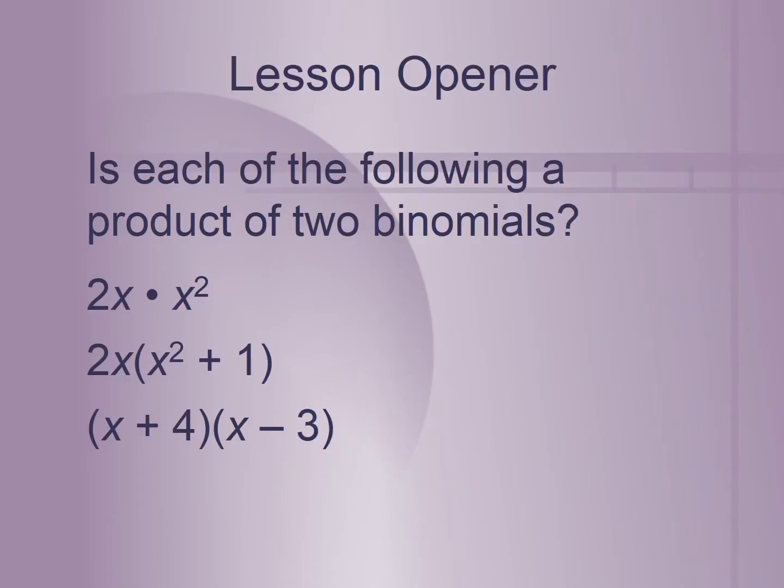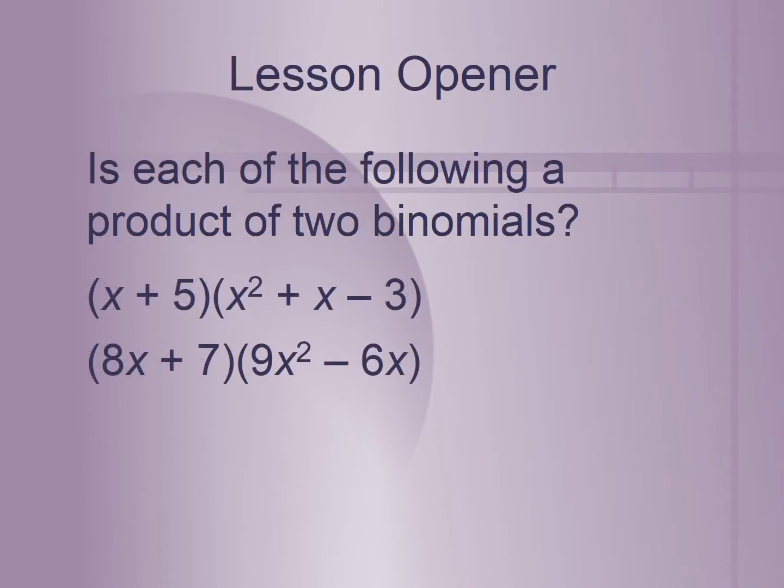Our first expression, 2x times x squared, is a product of monomials, so that would be no. Our second expression, we have 2x times x squared plus 1. So we have a monomial, the 2x, times a binomial, the x squared plus 1, so this would be no as well. Our next expression, we have x plus 4 times x minus 3. So we have a binomial times a binomial, so this would be yes, a product of binomials.